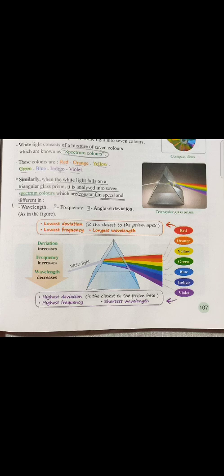The red color is the nearest to the prism apex, but the violet color is closest to the prism base. So as we go from the red color to the violet color, passing through orange, yellow, green, blue, and indigo, you can see that the deviation increases, the frequency increases, but the wavelength decreases.